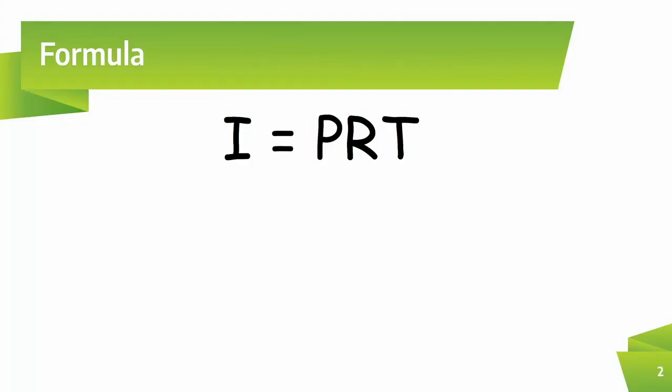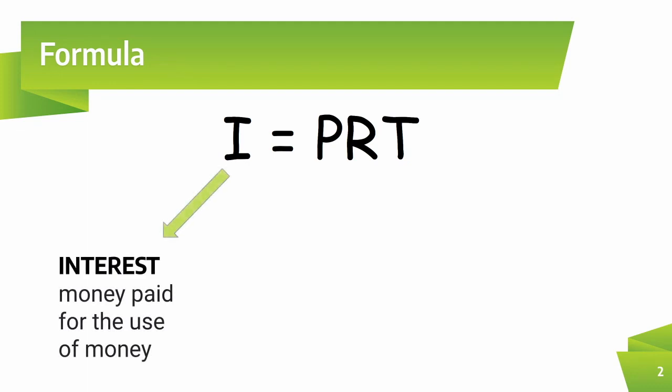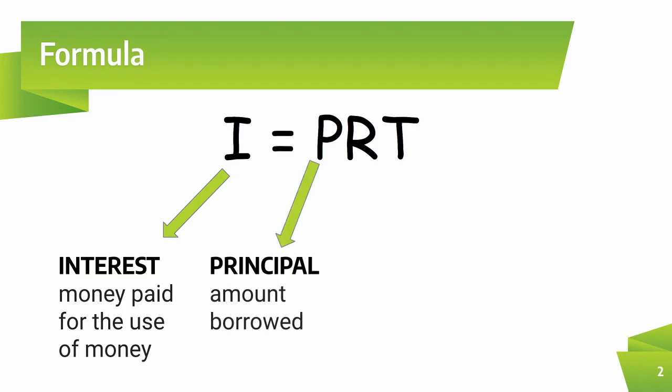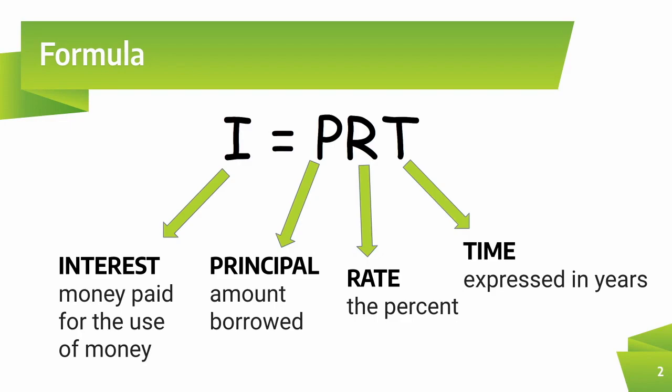I equals PRT. The I in this formula represents the interest. Interest is the money paid for the use of other people's money. The P stands for principal, the amount of money that you borrow. R represents the rate, and that's usually shown as a percentage. And T stands for time, and that's expressed in years.